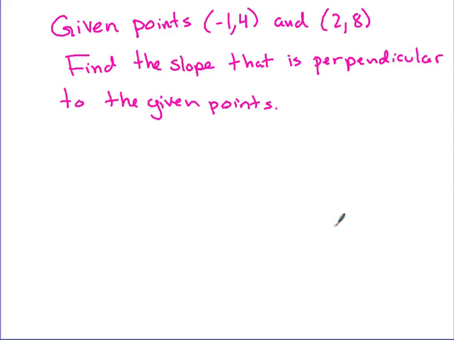Okay, here's a great question. Given 2 points, find the slope that is perpendicular to the given points. So the key here is that it says perpendicular this time. We don't want the same slope, we want opposite reciprocals. So the first thing we're going to have to do is find the slope.